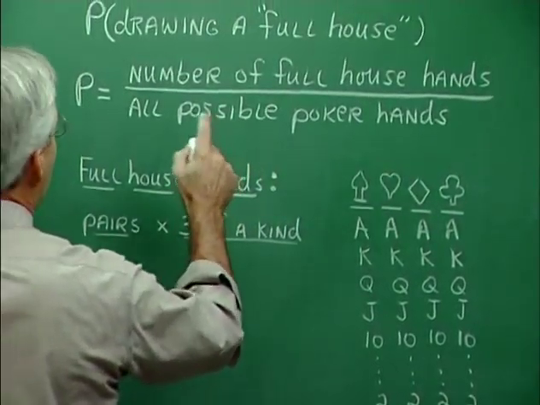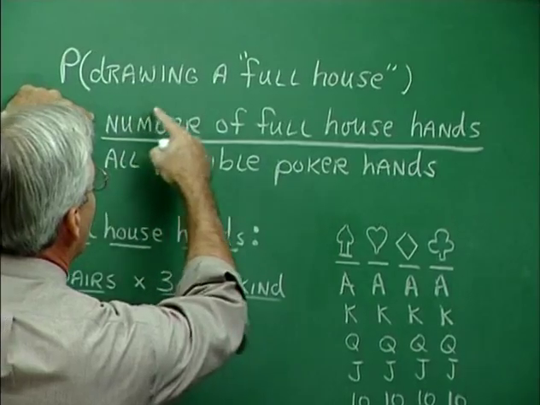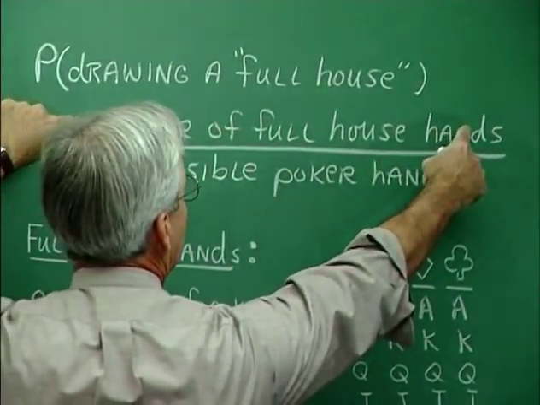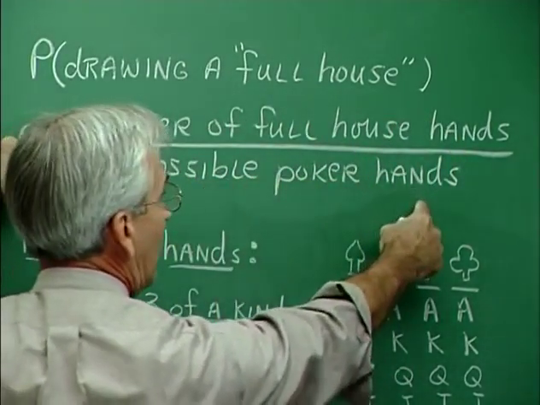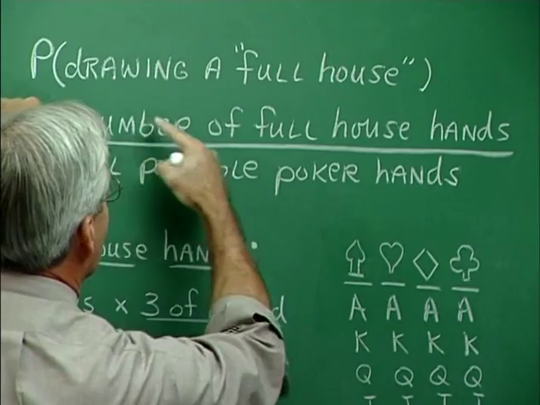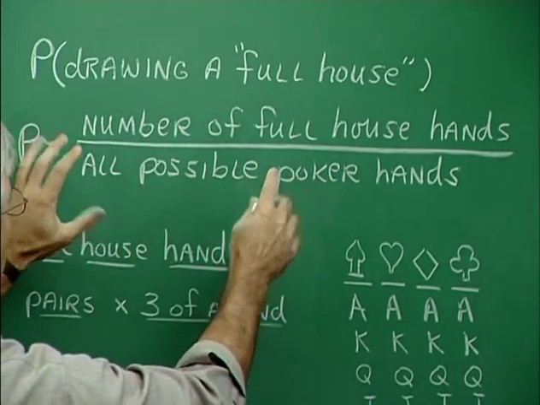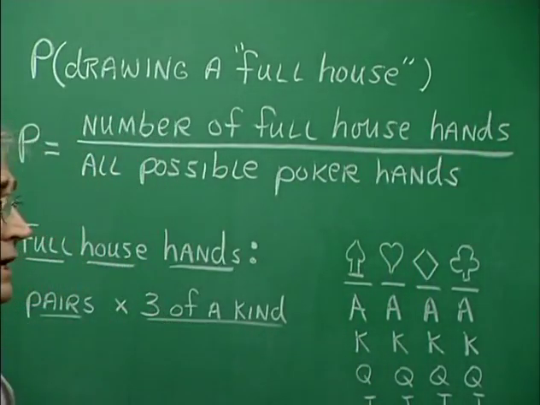We begin with the idea that this probability is found by finding the number of full house hands, all of the full house hands that are possible up here, and then down here, all the possible poker hands. You see, the probability is favorable outcomes over possible outcomes. Favorable outcomes is full house hands. Possible outcomes, all possible poker hands.